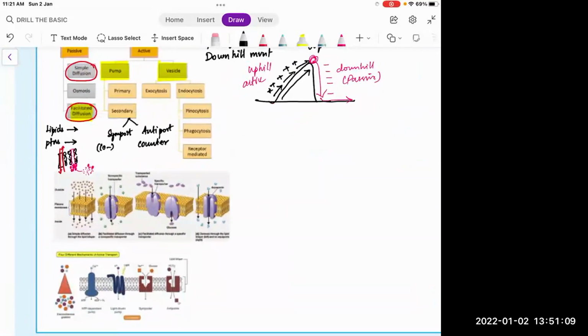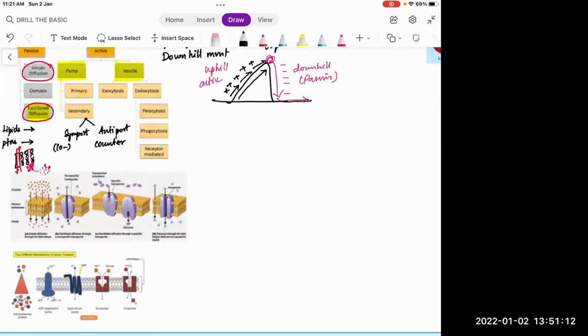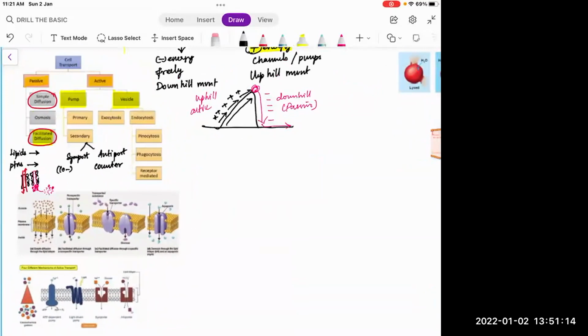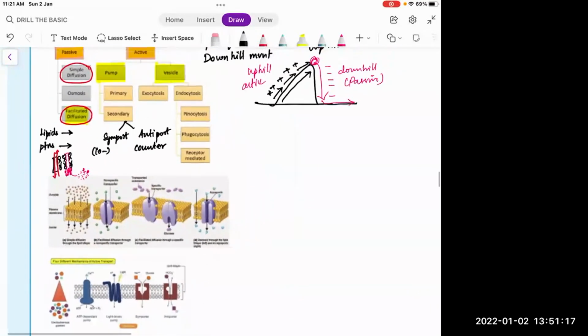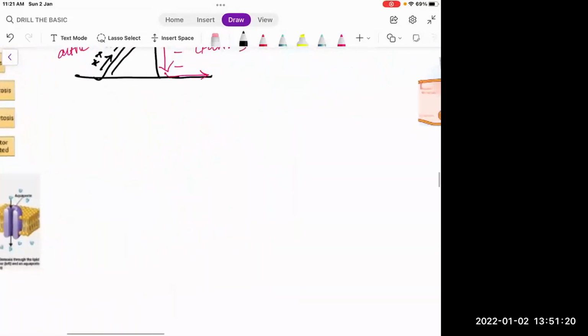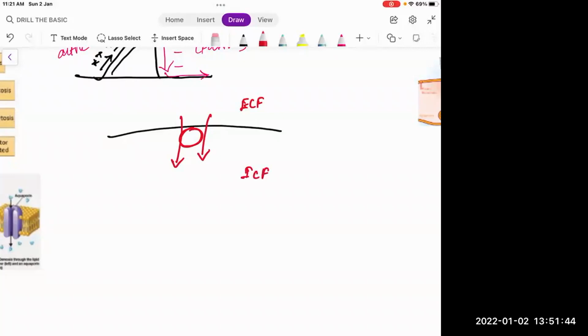I will tell you the example for symport and antiport. I'm sorry, when I zoom out, this picture is not clear, so I will draw and explain. When you take the cell membrane, if you want to transport substances from one side of the cell to the other, consider this as ECF and this as ICF. In active transport, you want energy in the form of ATP.